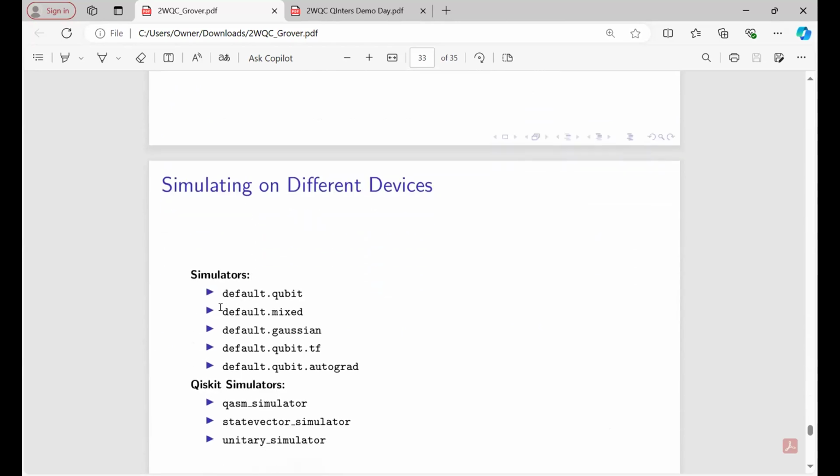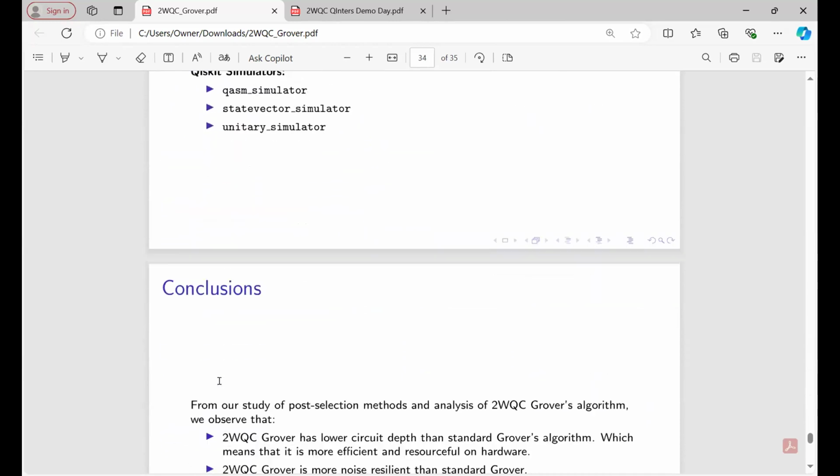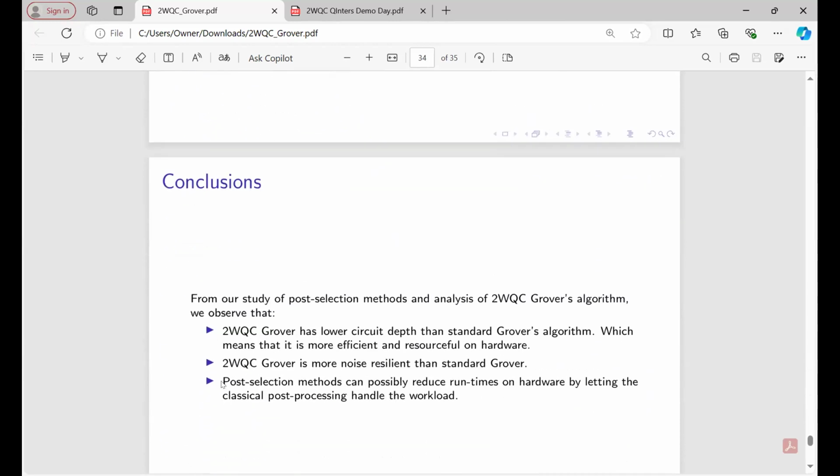And these are the different simulators we used between just default ones and the Qiskit ones. And from our study, we can determine that two-way quantum computing Grover has a lower circuit depth than the standard one. It is more noise resilient, and post-selection methods can reduce run times on the hardware.